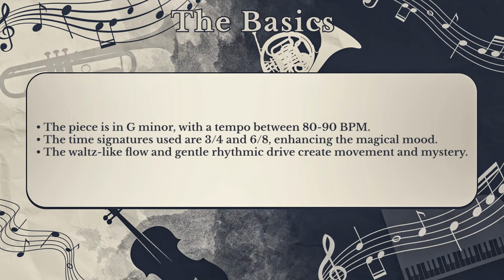My music piece is in G minor with a tempo ranging between 80 and 90 BPM, and the time signatures I used are 3/4 and 6/8. These time signatures fit the magical mood very well, and this moderate tempo is also a good choice. But why do these time signatures match this magical feel so well? Maybe because the flowing, waltz-like motion and the gentle rhythmic drive of 6/8 and 3/4 create a sense of movement and mystery.